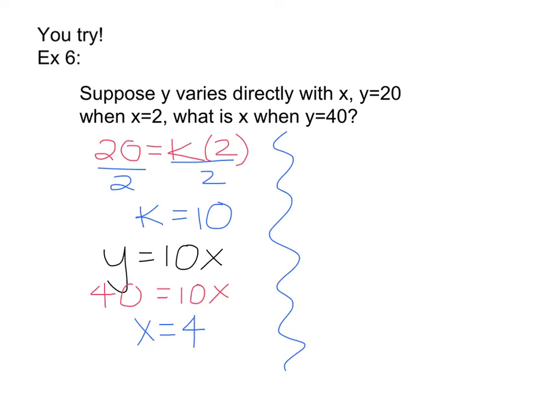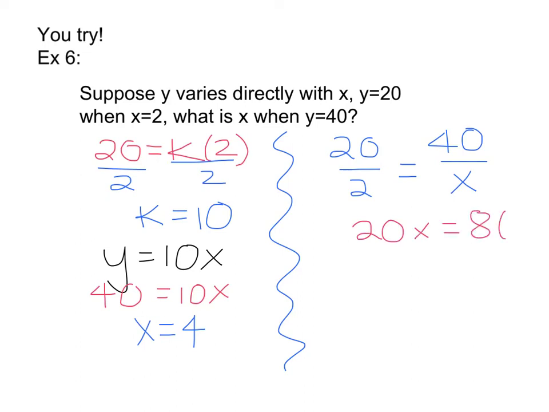Now if you wanted to solve it based on your proportion, you would put 20 over 2 equals 40 over x, because that's what you're trying to solve for, and then we're going to cross multiply, so 20 times x is 20x, and 2 times 40 is 80. Divide both sides by 20, and x equals 4.